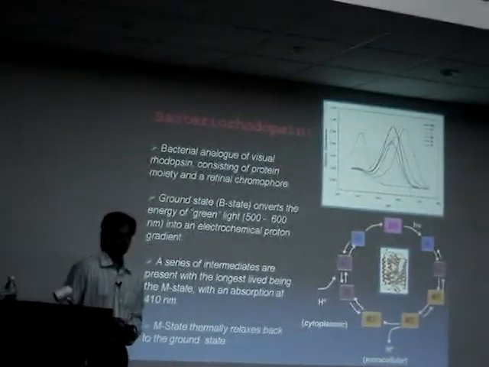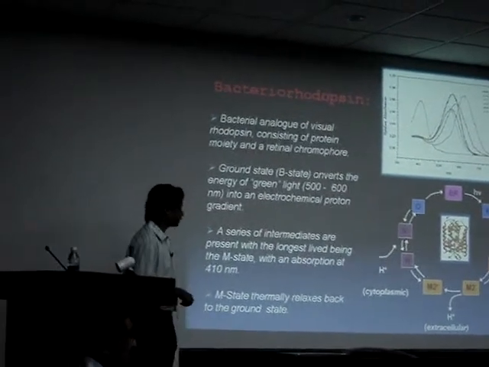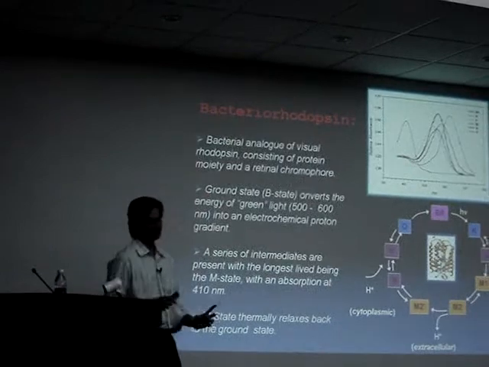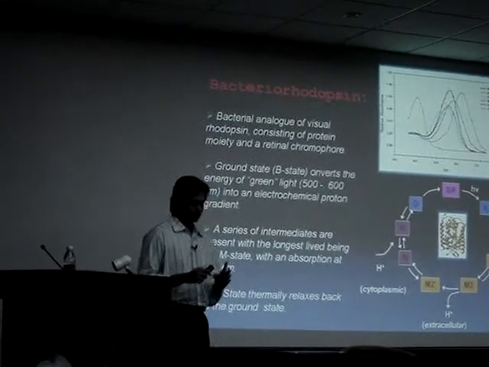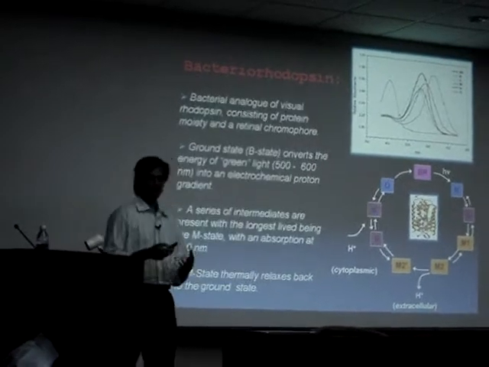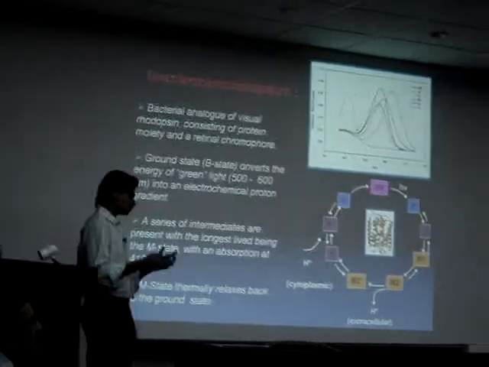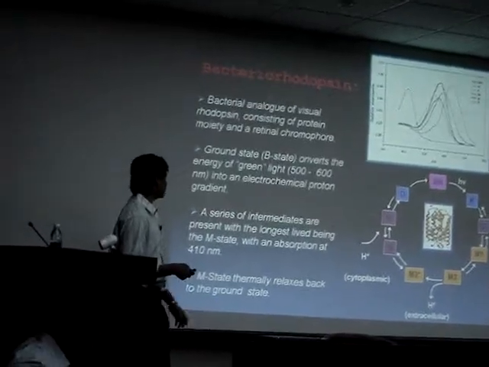Bacteriorhodopsin is a membrane protein which is a visual analog of the visual rhodopsin. It contains a protein and a retinal chromophore. This retinal chromophore absorbs light in the green region, and this is converted into an electrochemical gradient, and this is used by the bacteria to synthesize ATP.